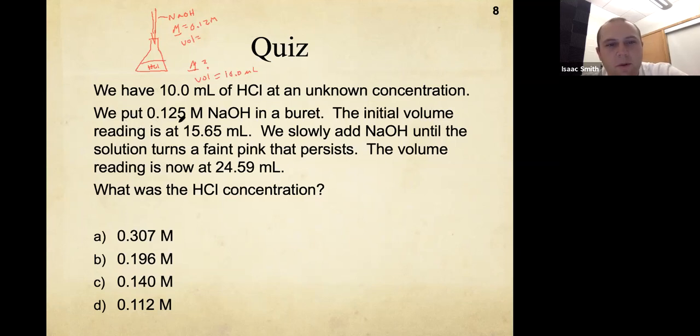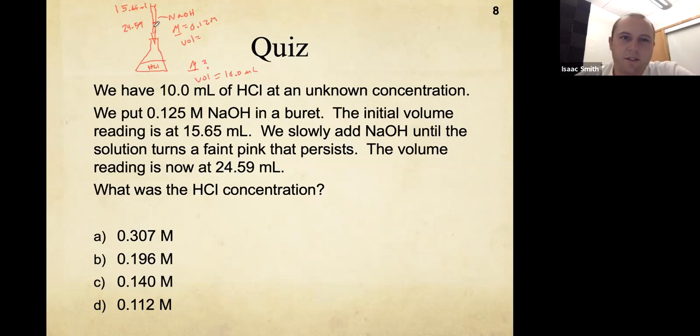The initial volume reading, so you'll have this volume reading up here, that's 15.65 milliliters. You slowly add the sodium hydroxide until the solution turns a faint pink. Okay, that's when your solution is neutralized. The volume reading is now at 24.59 milliliters. Okay, the volume readings on burettes are upside down to help you see how much you've added. Anyway, the volume reading is now at 24.59 mils.